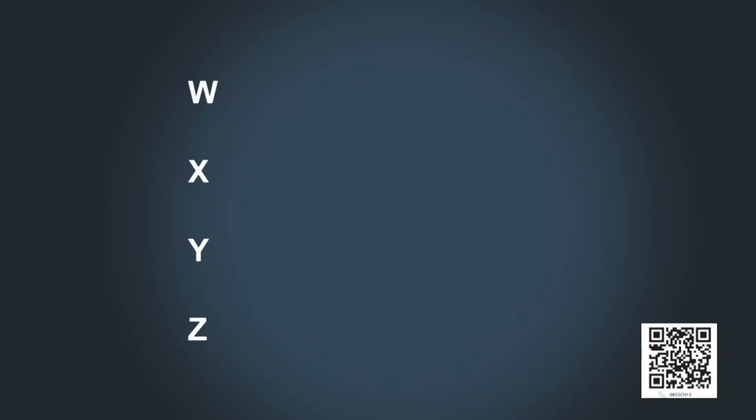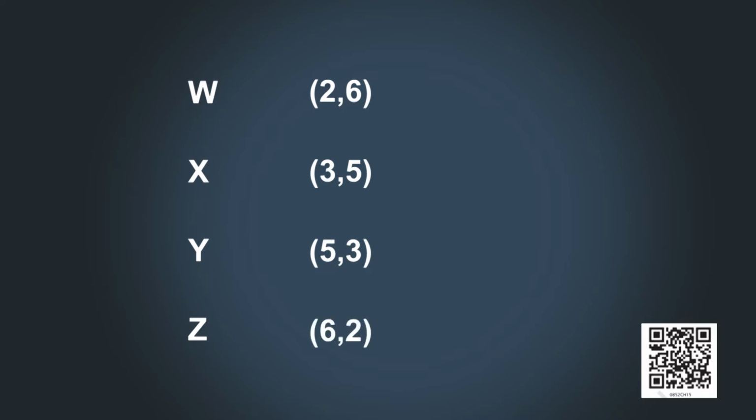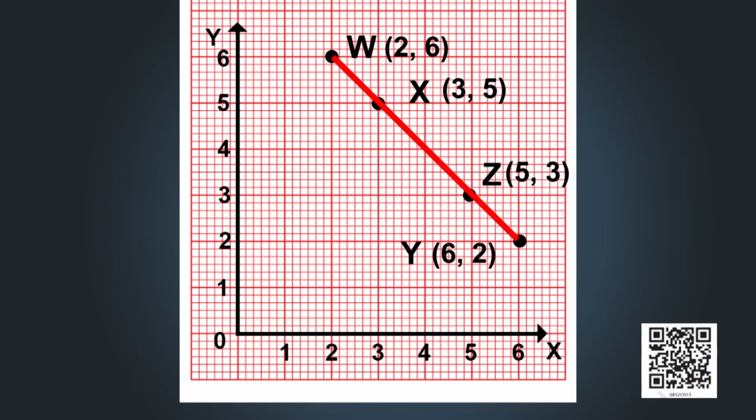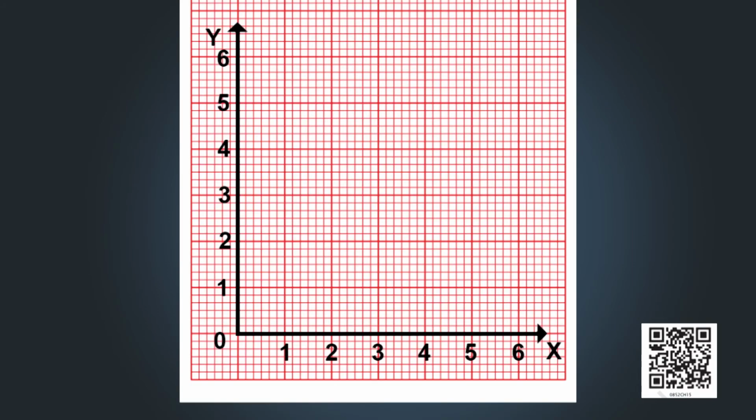Next, we will plot W, X, Y, Z. The coordinates are (2, 6), (3, 5), (5, 6), (2) respectively. W, X, Y, Z lie on a straight line. We will look into one more example. Let's plot (0, 2), (0, 3), (0, 5), (0, 6). All these points lie on a straight line. You can observe that they lie on the y-axis.